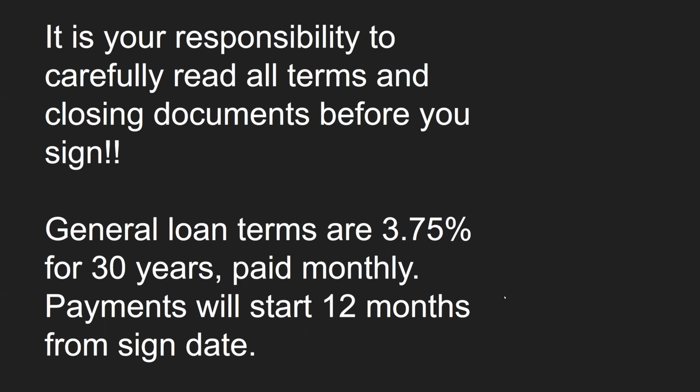The general loan terms, however, have been identified to be 3.75% interest on the loan proceeds for 30 years. This is a loan that would be paid back monthly, and the payments would start 12 months from the sign-on date. So there is a 12-month deferral period in which you do not have to make any payments on the loan.